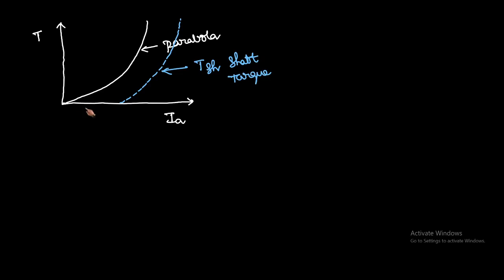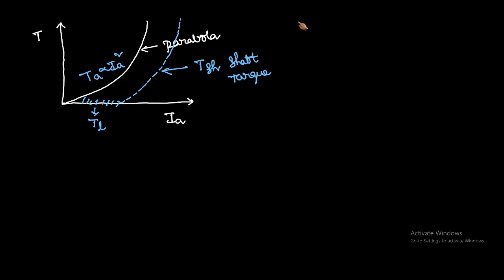So why do we have some difference? What is this difference? That is the loss torque. The armature torque is proportional to Ia square here. So this is the characteristic of a DC motor, that is torque versus armature current.